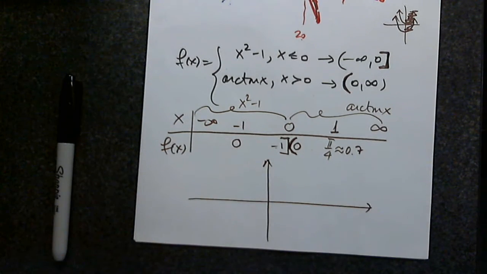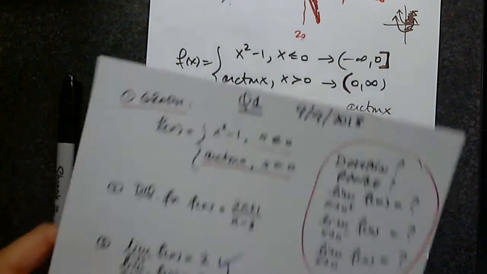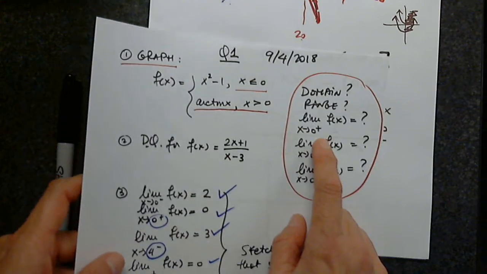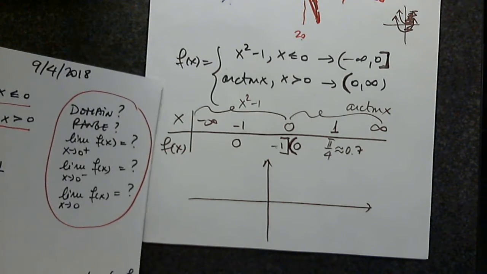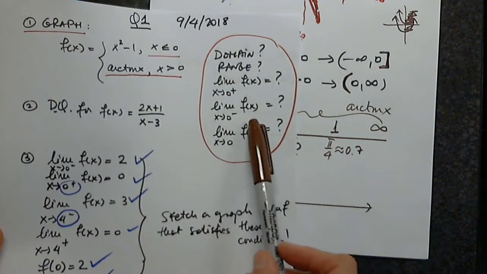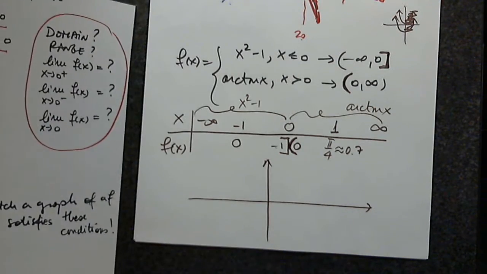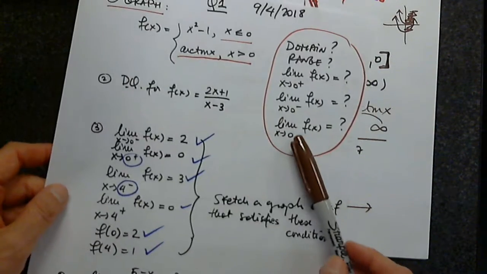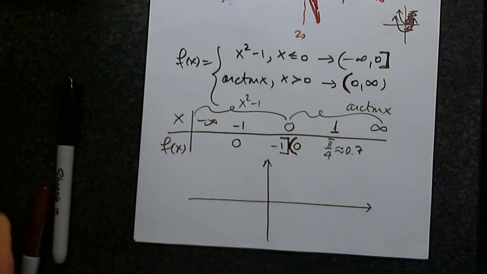I can immediately answer the questions on the limit of f of x as x approaches 0 from the right. What will you say? 0. Perfect. So this is 0. Limit of f of x as x approaches 0 from the left. What would you say? Negative 1. And what would you say from either side? That's it. So let's finish up the graph.